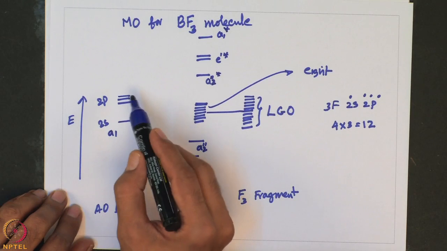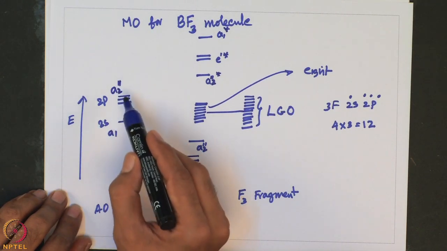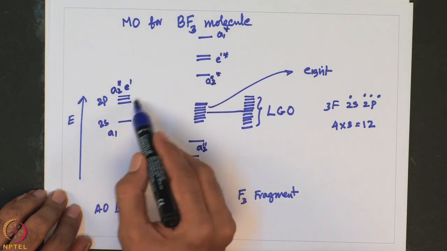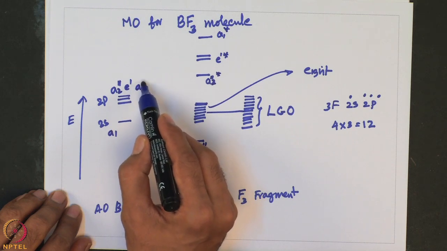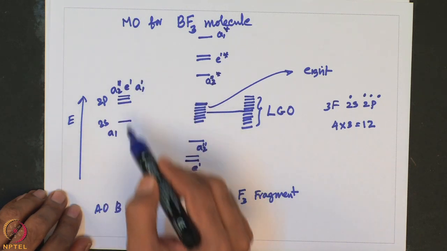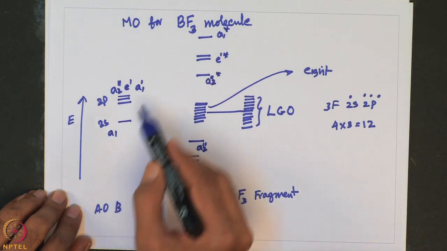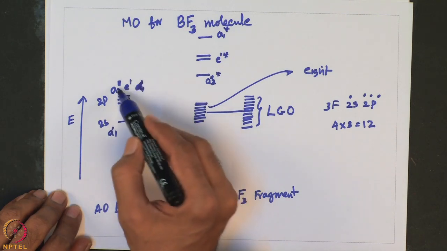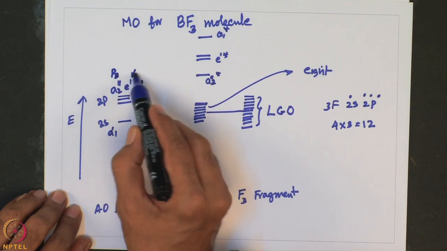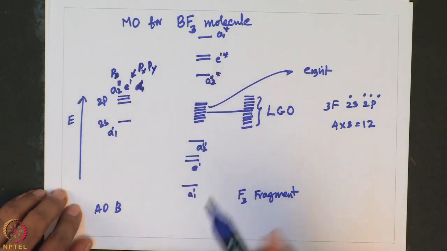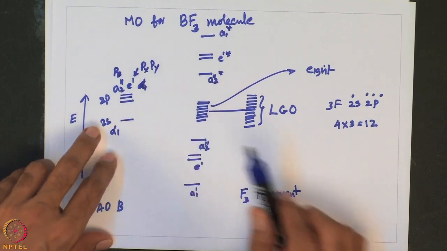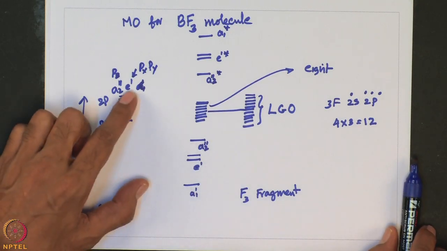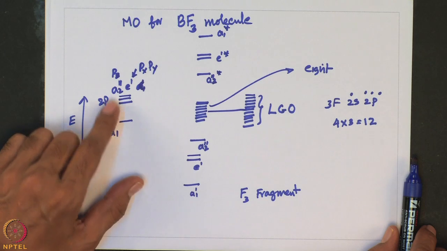Let me write here. First, let me write A2 prime and E prime and A1 prime. A1 prime I have already given here, with 2s, and this is Pz, and this together is Px and Py. Okay. So, this is how it is. 2p has two types of orbitals, Px and Py, forming E prime, whereas A2 double prime is PZ.